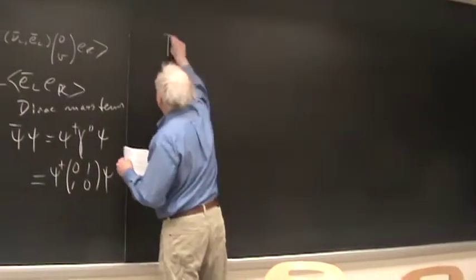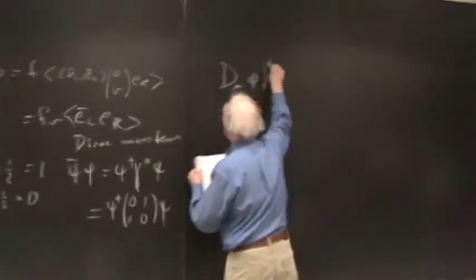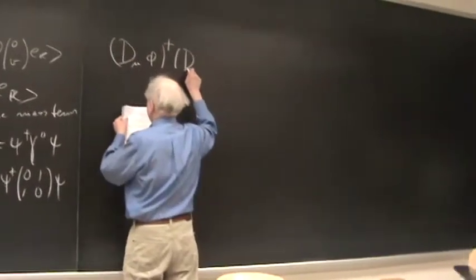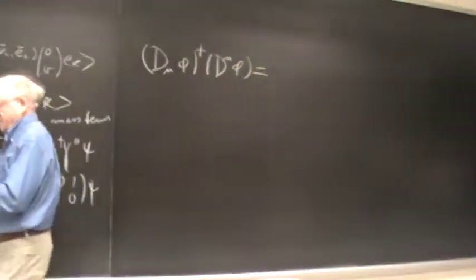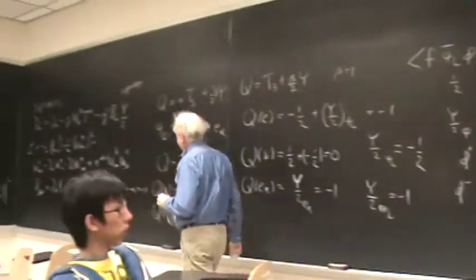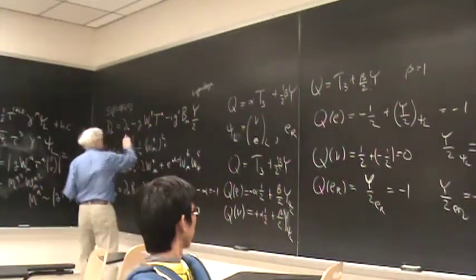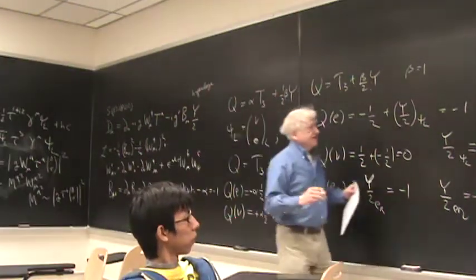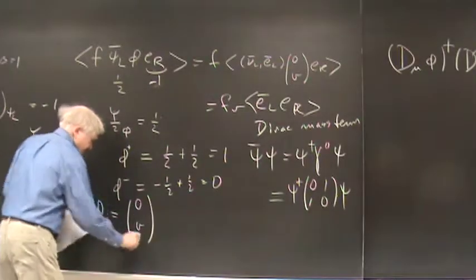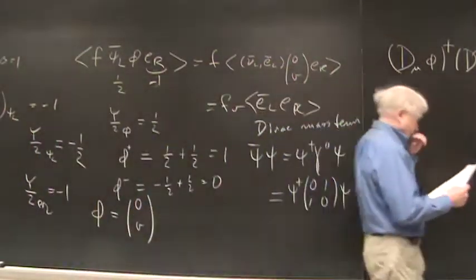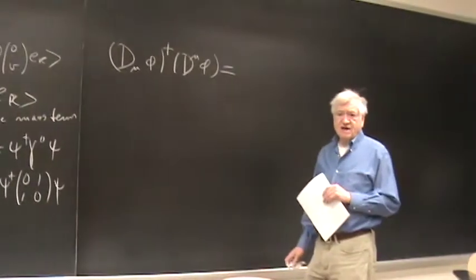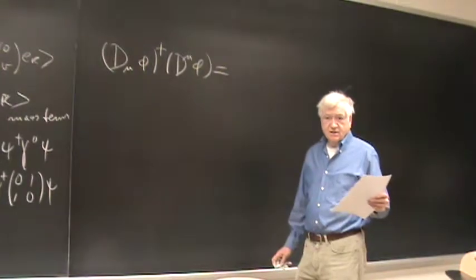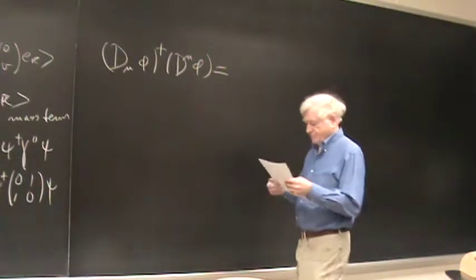Okay, well, so far so good with this theory. Now let's go to D mu phi dagger, D mu phi. And let's see what this is in the vacuum if we use this as our D mu, and if we say that in the vacuum, the Higgs field phi assumes a mean value like that. Do you want me to do this in detail? I'll be happy to do it in detail. I don't need to see you do all the multiplications. Okay, good.